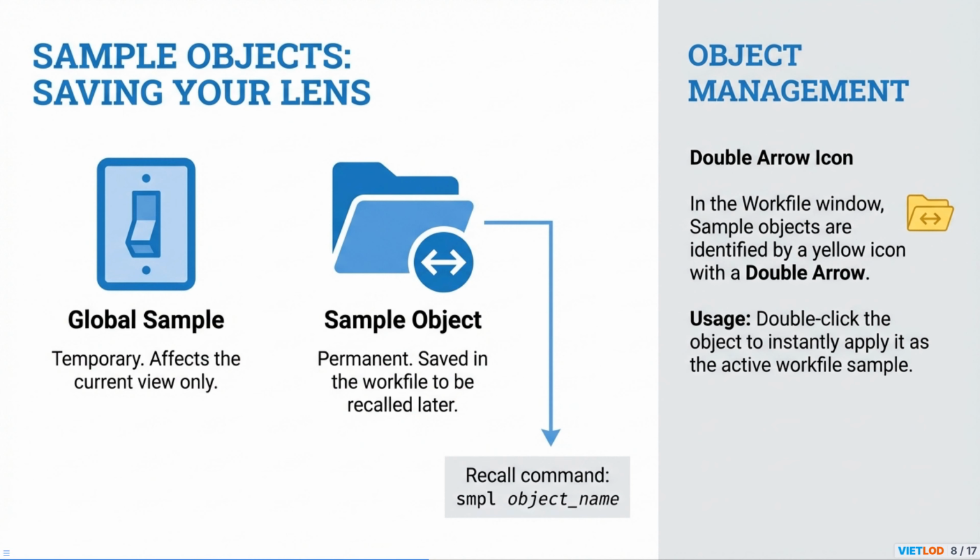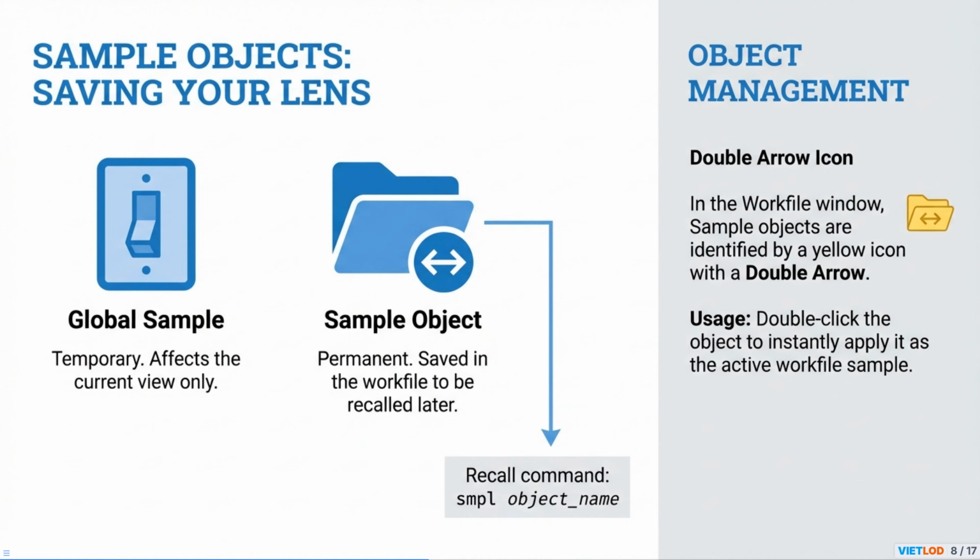This slide differentiates between two types of samples in EViews, the global sample and sample objects. A global sample is a temporary filter that only affects your current view and calculations. It's like flipping a light switch. Once changed, the previous setting is gone.